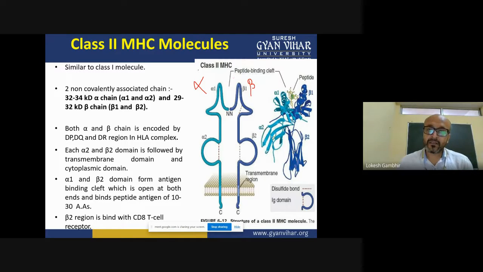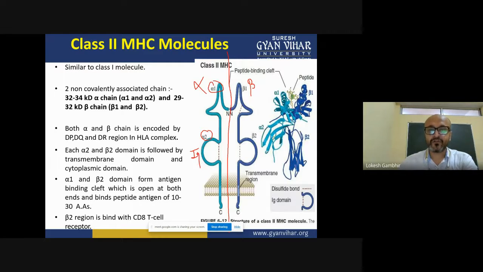Now, in the class 1 molecule, when the comparison was there, the structure was very different. Let's see here. I can divide this particular molecule with this line, and I will find a mirror image. This is called symmetry. Although structurally it is a mirror, sequence-wise it is very different. The alpha chain consists of two domains, alpha 1 and alpha 2. This alpha 2 is again an immunoglobulin-like domain.